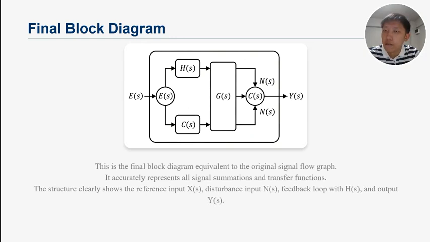This is the final block diagram. It accurately represents all signal summation and transfer functions. The structure clearly shows the reference input X(s), disturbance input N(s), feedback loop with H(s), and output Y(s).